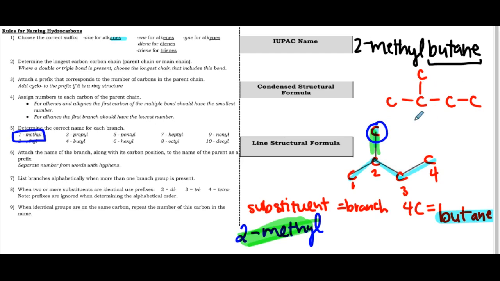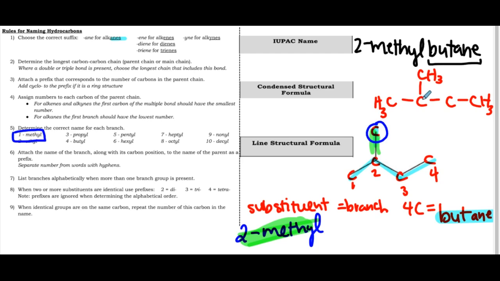This is not the complete answer for the condensed structural formula. We have to draw all of our hydrogens. We have 1, 2, 3 terminal ends. They will always have CH3, CH3, and CH3 in order to maintain that octet rule, 8 electrons or 4 bonds around the carbon atom. 3 for hydrogen, 1 for another carbon.